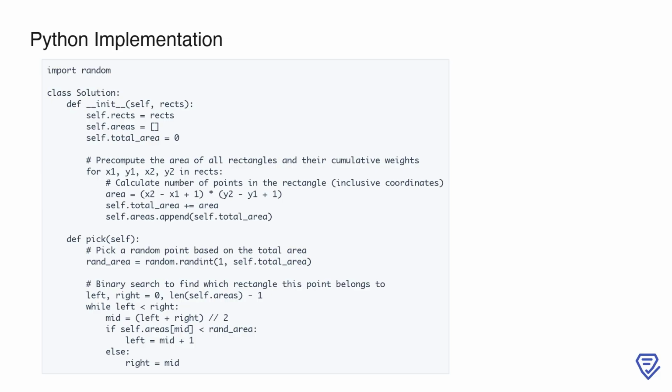The next step is to compute the area for each rectangle. For each rectangle defined by coordinates x1, y1, x2, and y2, we calculate its area. Since the coordinates are inclusive, we add 1 to both the width and height calculations. These individual areas are then added to the running total, self.total_area, and the cumulative total is stored in self.areas. This cumulative sum helps us determine rectangle weights for random selection later. The constructor essentially pre-computes all the data we need to efficiently pick random points across rectangles in proportion to their size.